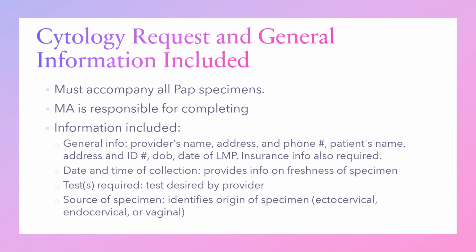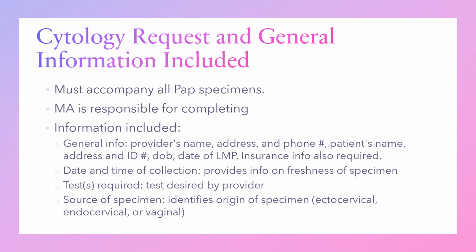Some information that's included, general information, includes the provider's name, address, and phone number, the patient's name, address, and ID number, their date of birth, the date of their last menstrual period, and then information from their insurance is also required. We also need the date and time of collection of the specimen, which provides information on how fresh it is.